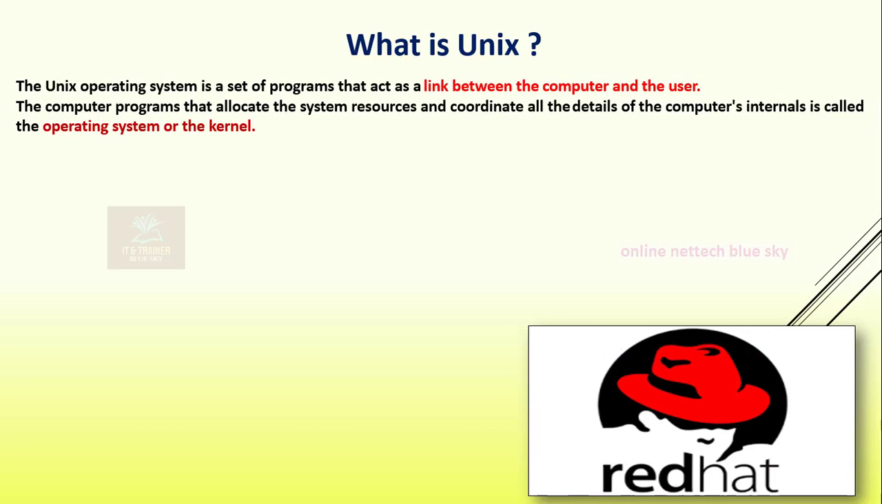The computer programs that allocate the system resources and coordinate all the details of the computer internals are called the operating system, or the kernel. So understand this second very interesting piece of information: computer programs allocate system resources and coordinate.